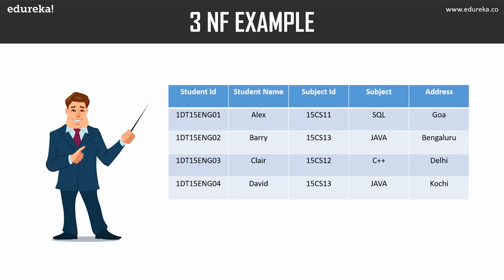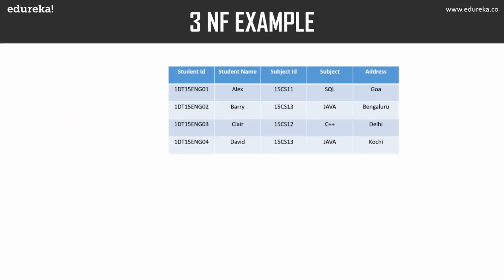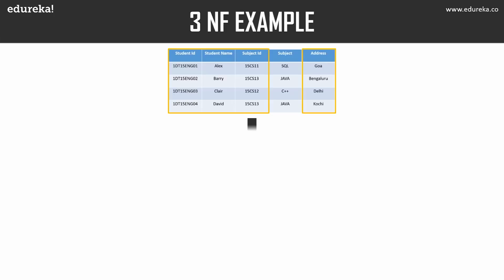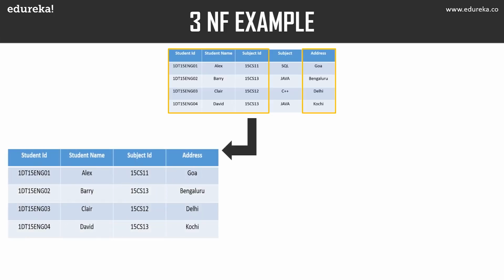In the above table, student ID determines subject ID and subject ID determines subject. Therefore, student ID determines subject via subject ID. This implies that we have transitive functional dependency, and this table does not satisfy the third normal form. Now, in order to achieve third normal form, we need to divide the table as shown below.